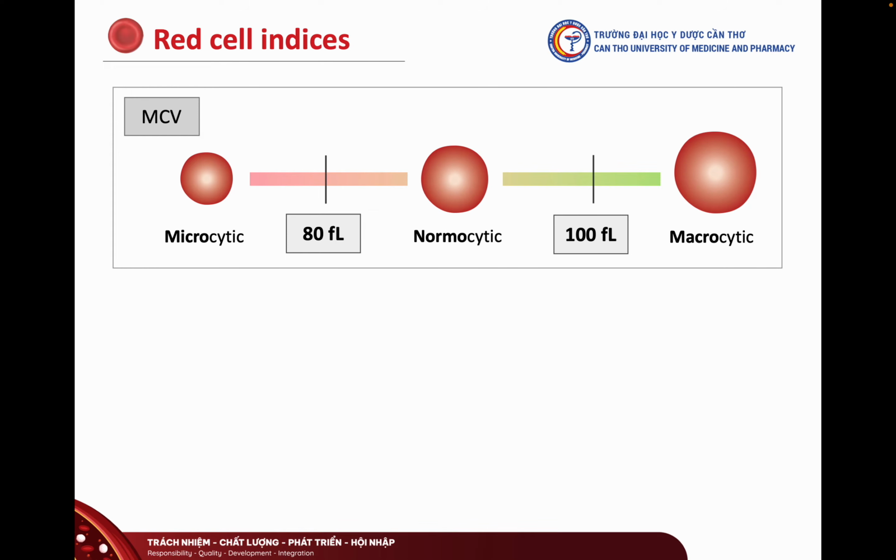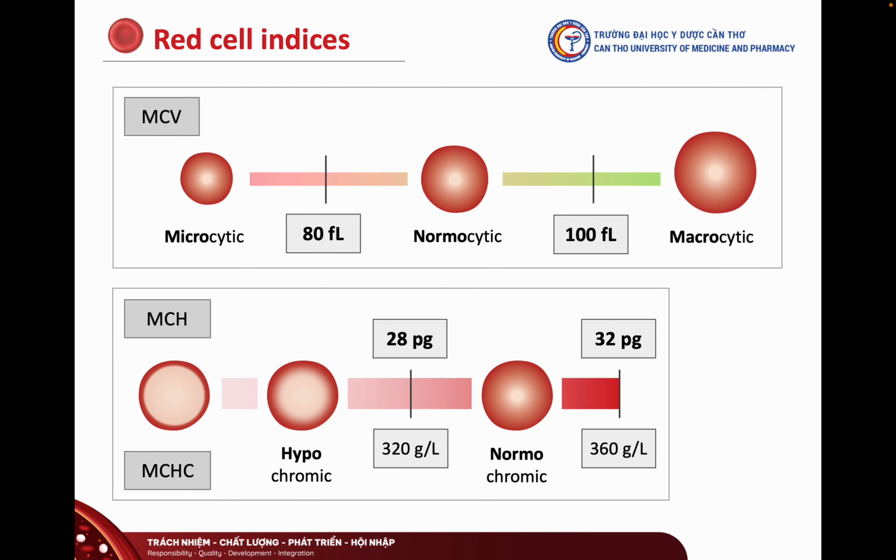And the MCH and the MCHC reflect the hemoglobin content as well as the color of the red cells. When they have low values, the red cells are hypochromic. But when they are normal, the red cells are normochromic.